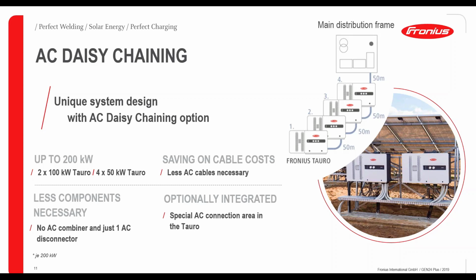If we imagine the system before with the four 50 kW devices separately connected to the main distribution frame, we would have to use four AC disconnectors, one for every inverter. Looking at the option on the right top corner, we would only have to use one AC disconnector directly on the main distribution frame. And of course, one bigger disconnector is cheaper than four smaller ones. So we also have lower component costs in total. The last point is that it's optionally integrated. You can order it with the AC-DC chaining option. It's a little up-priced, something under 100 euros, and then it's integrated.